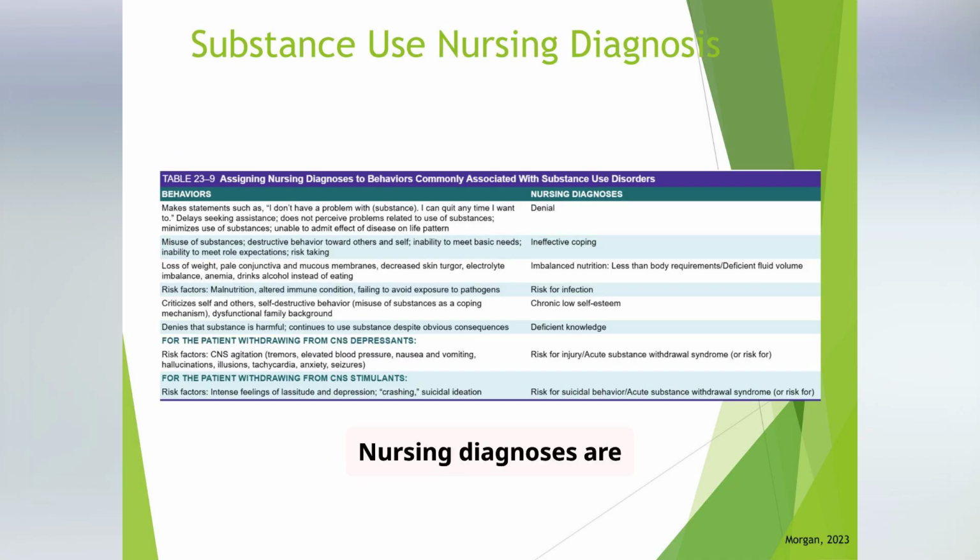Nursing diagnoses are crucial in addressing substance use disorders. Denial, ineffective coping, and imbalanced nutrition are common. Risk for infection, low self-esteem, and deficient knowledge also require attention. Withdrawal symptoms and suicidal ideation must be carefully monitored.